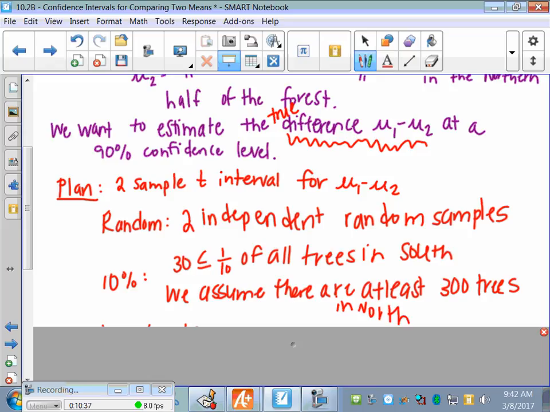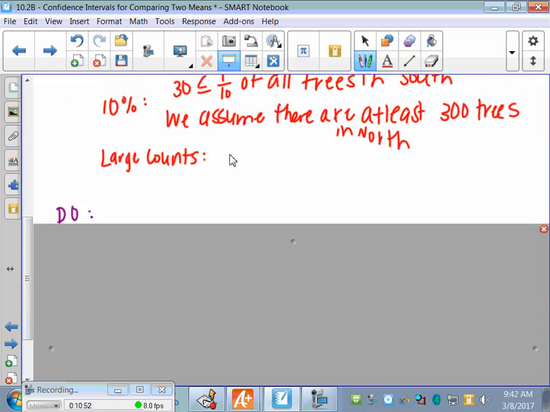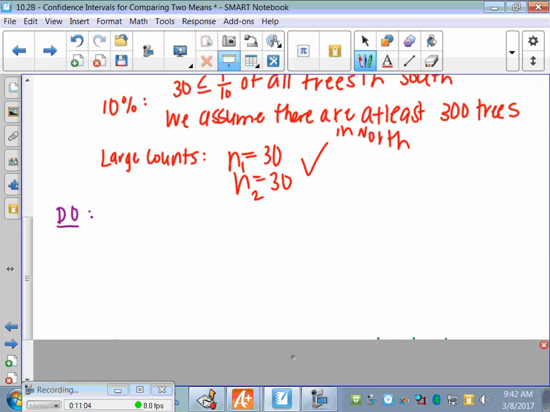And then we do large counts. So there's 3 ways you can check the population. This one doesn't tell us if the population is normal. So do we have large counts, though? What are both our sample sizes? The magic number of 30. So since N1 and N2 are both 30, we have large counts. And so now we can actually do the interval.